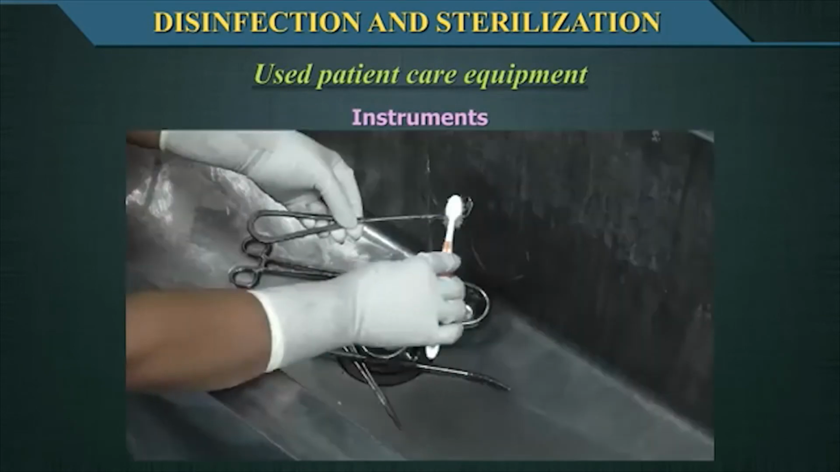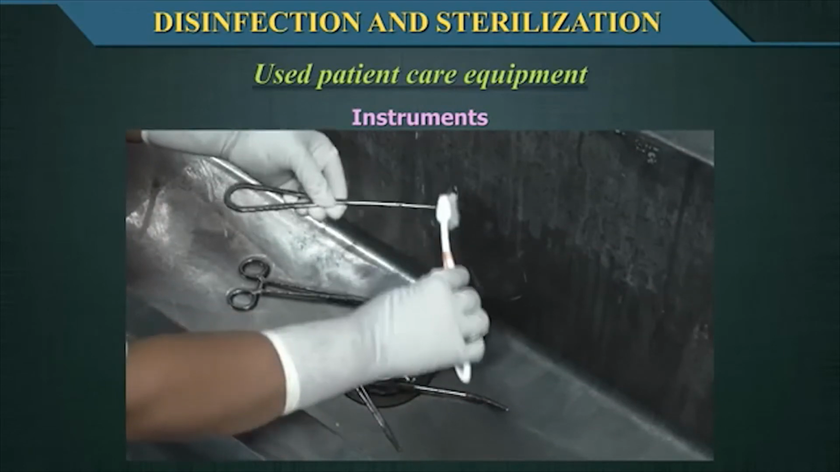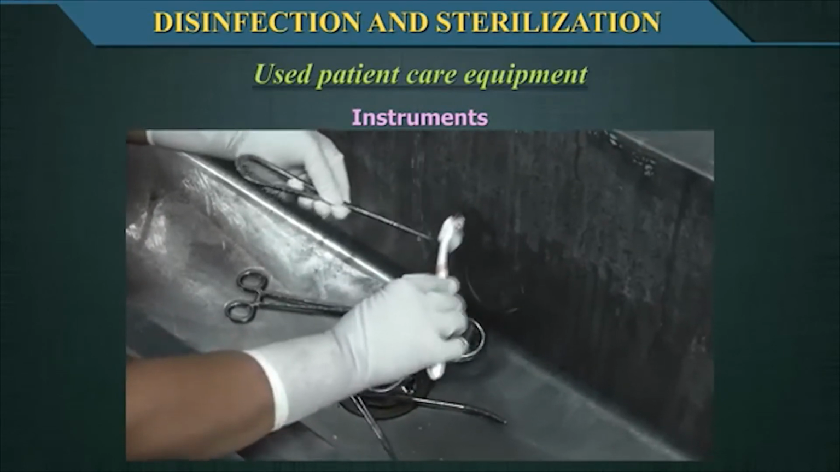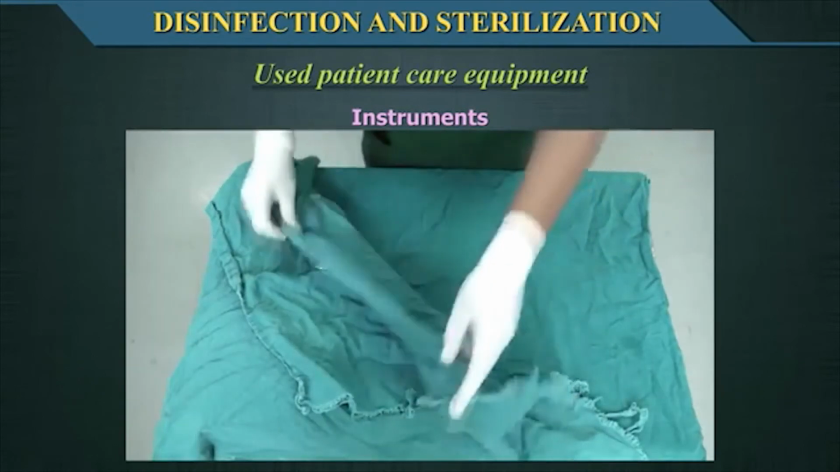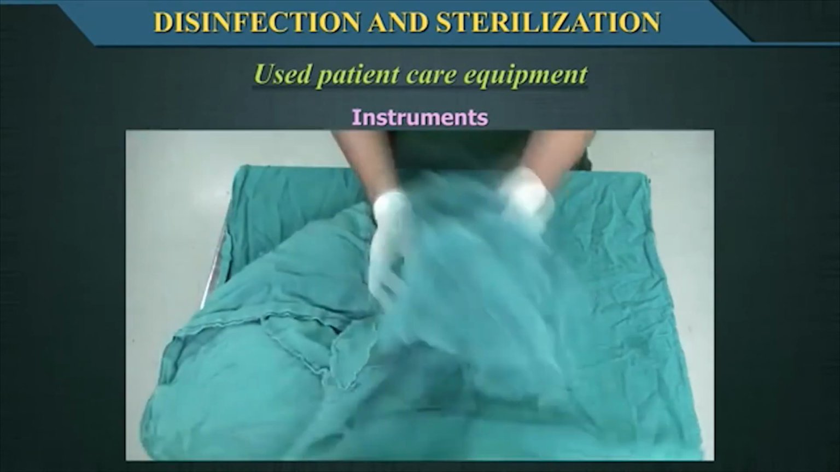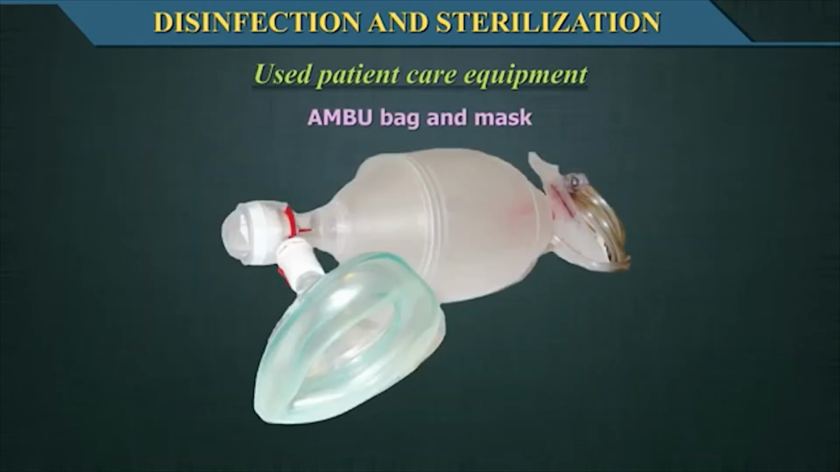Instruments: remove all protein, organic, and inorganic matter at the point of generation, for example, blood, body fluids, secretions, and water. Return to the sterilizing service department for appropriate reprocessing. AMBU bag and mask. Standard procedure: clean with detergent, dry, and send to the sterilizing service department. Change the mask after each patient.